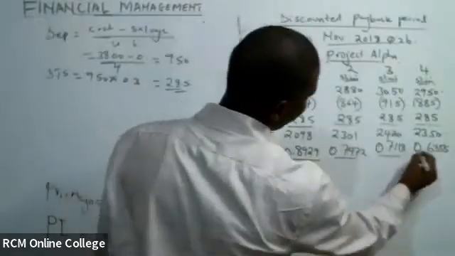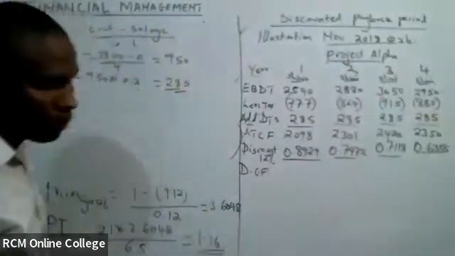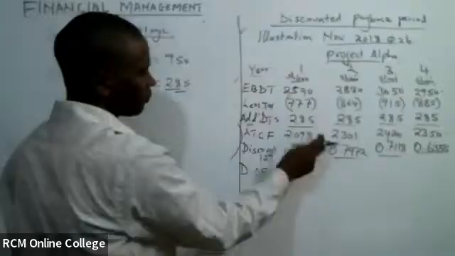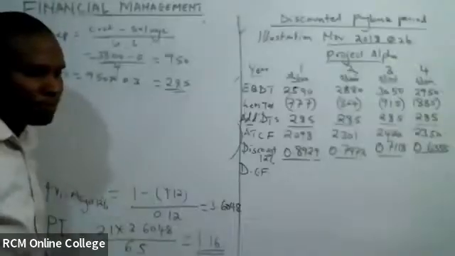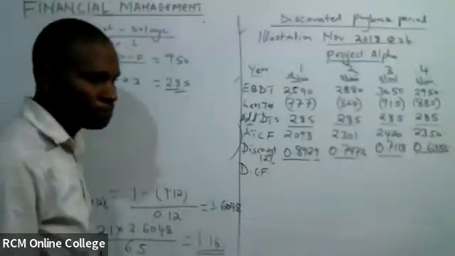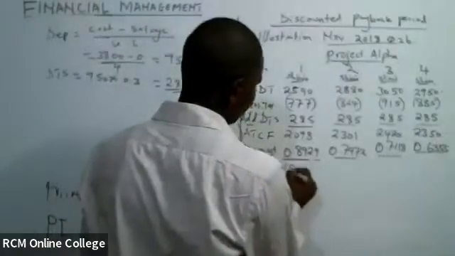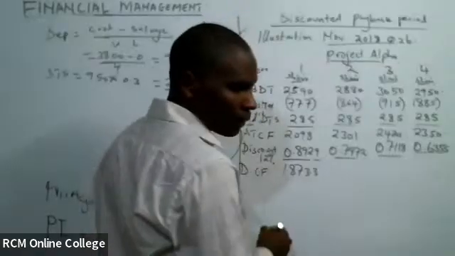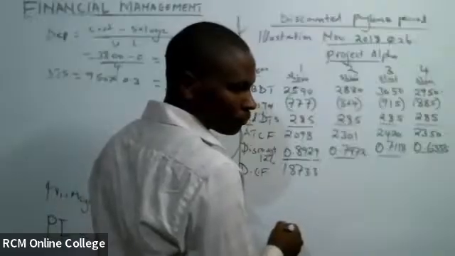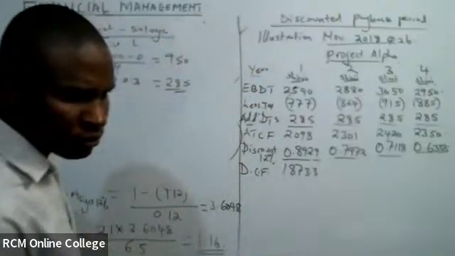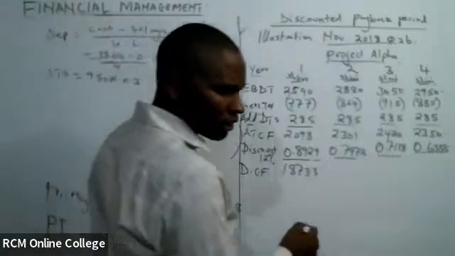So why can't we get the discounted cash flow? That is what we want. Discounted cash flow for the first year, just multiply like that, to one decimal place. 1873.3. One decimal point, okay. The next one: 1834.4.